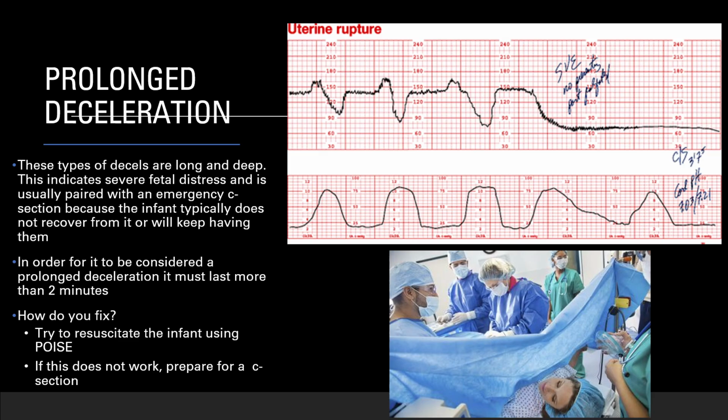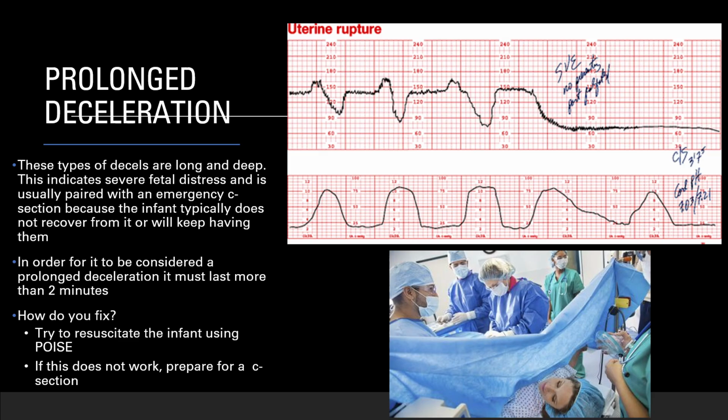So this is another example of a prolonged decel. As you can see here, on this particular strip, there were variable decels that actually led into a prolonged decel. And the cause was a uterine rupture, which means that the uterus actually ruptured. The muscle itself separated, causing an emergency C-section.